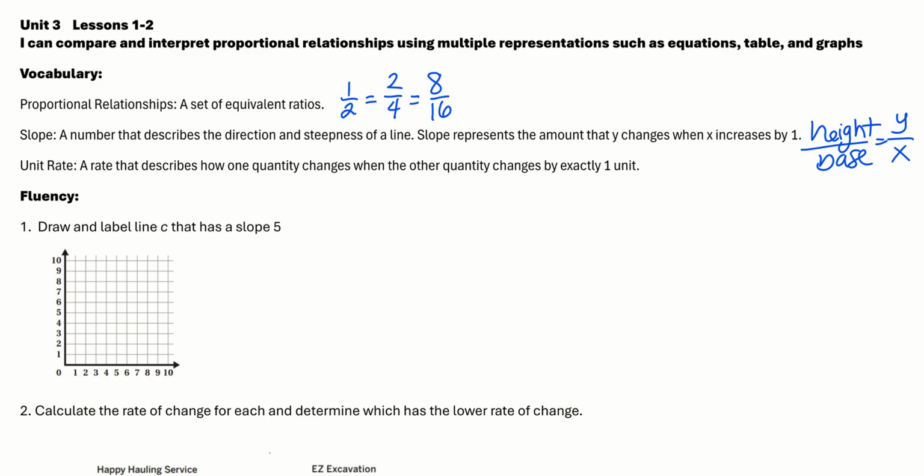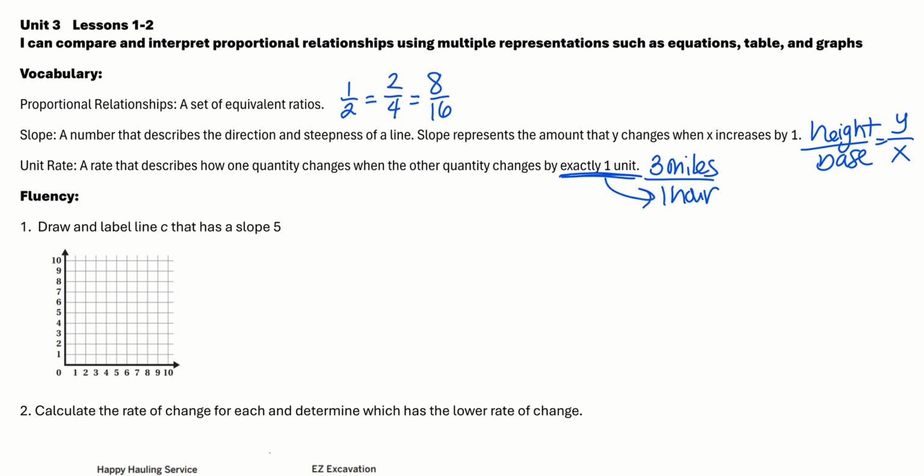And then we have unit rate. It's a rate that describes how one quantity changes when the other quantity changes by exactly 1 unit, right? So that's 3 miles per 1 hour. It's really slow, but it's this one. This one has to be 1.